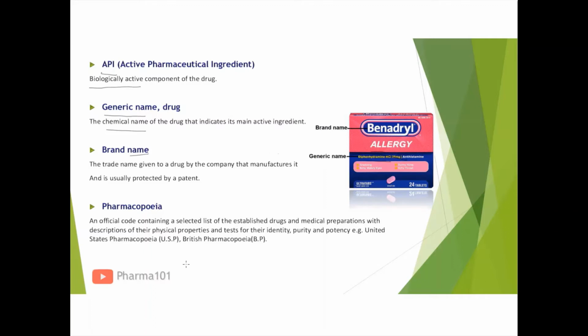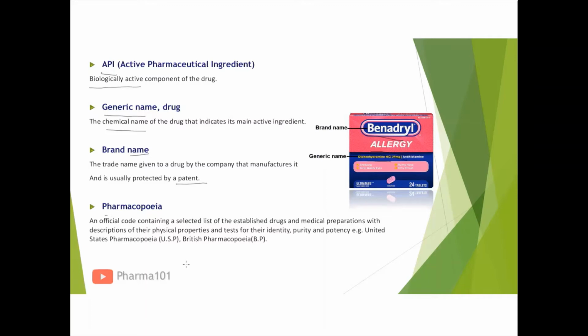The brand name is the trade name of the drug or the name that is given by a pharmaceutical company for its product. So in this case, Benadryl would be the brand name and diphenhydramine would be the generic name. And this name is usually protected by a patent.